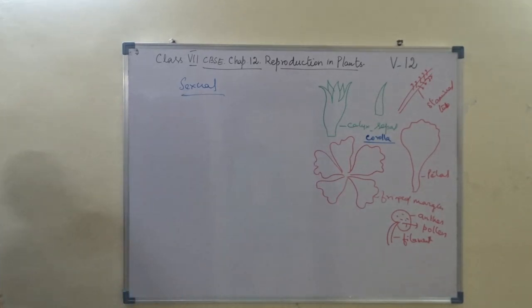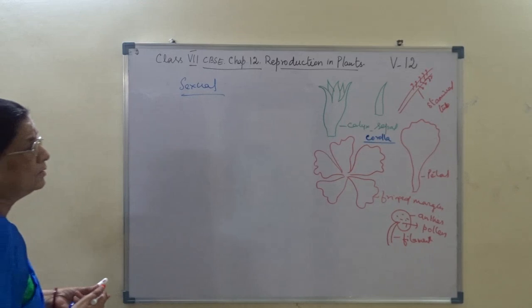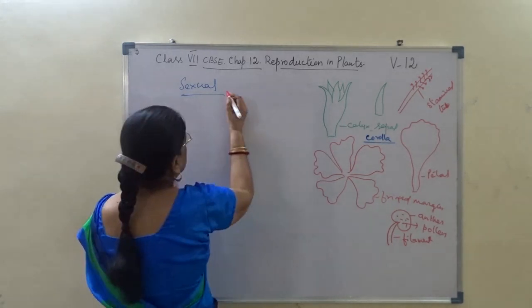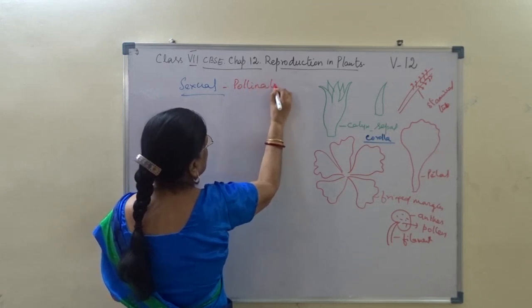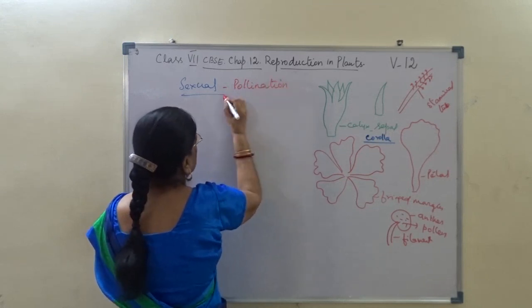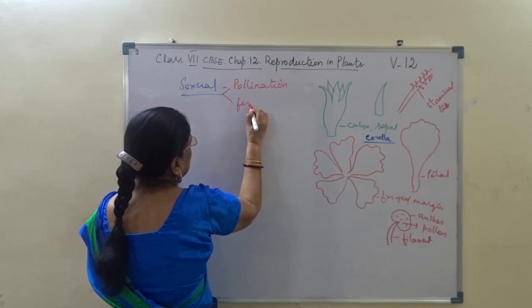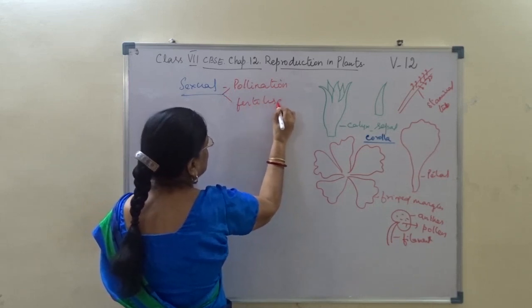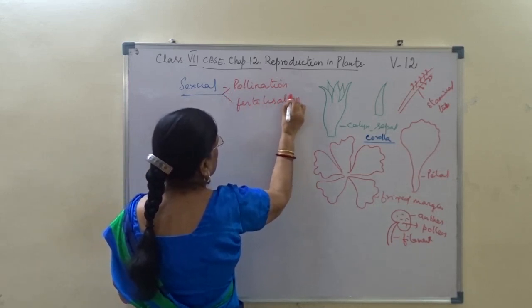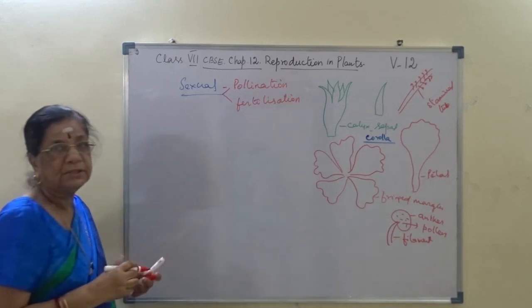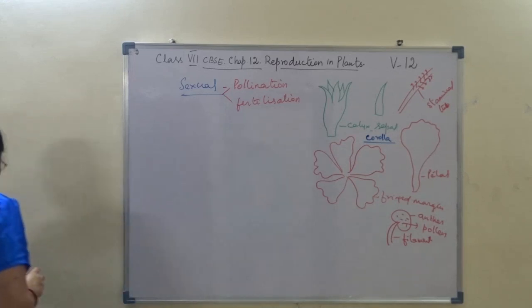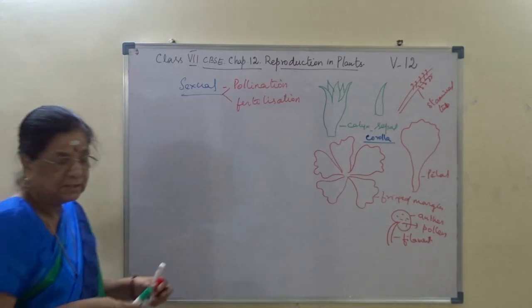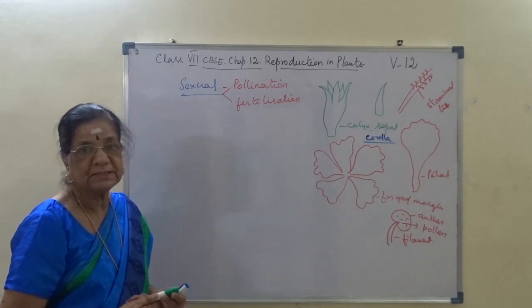There are two important events that occur for sexual reproduction. One is pollination, and the other is fertilization.